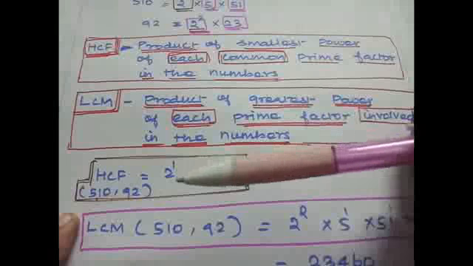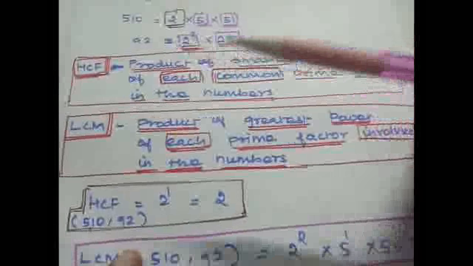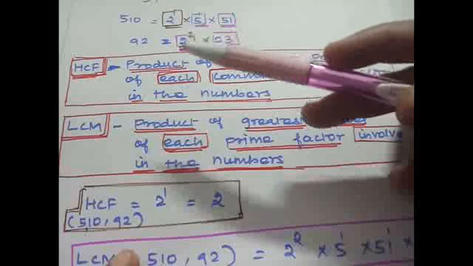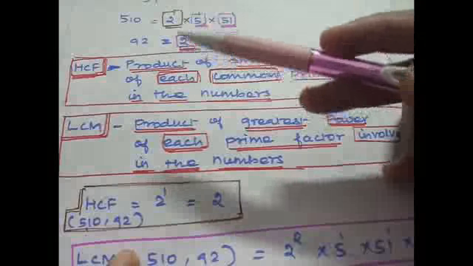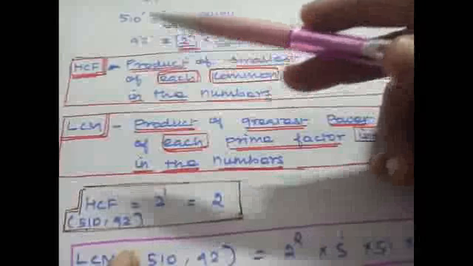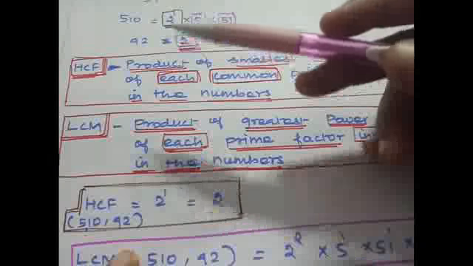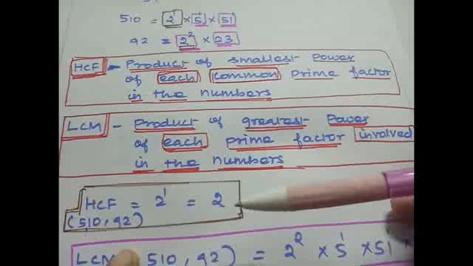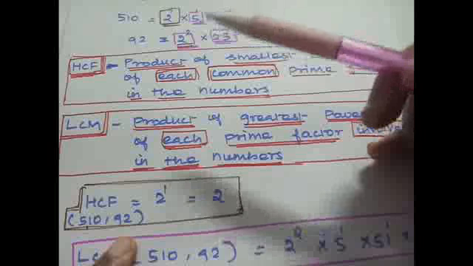For HCF, for the common prime factor, you have to take the smallest power. Here the common factor is only 2. 2 is the common factor for these two numbers. So I have to take the smallest power only. HCF means smallest power, so I have taken 2 power 1. So your answer is 2. You don't have any other common factors.